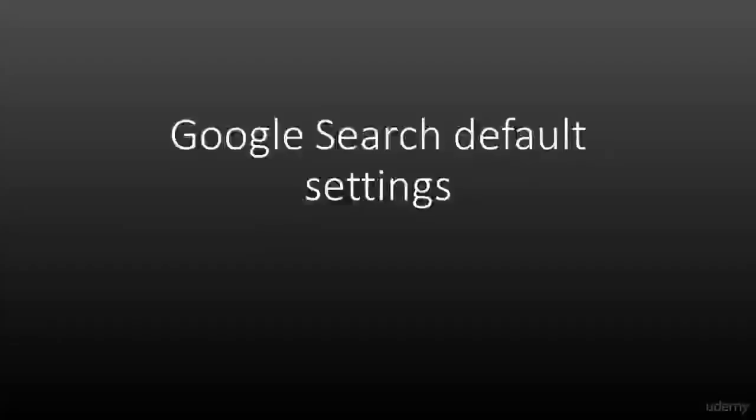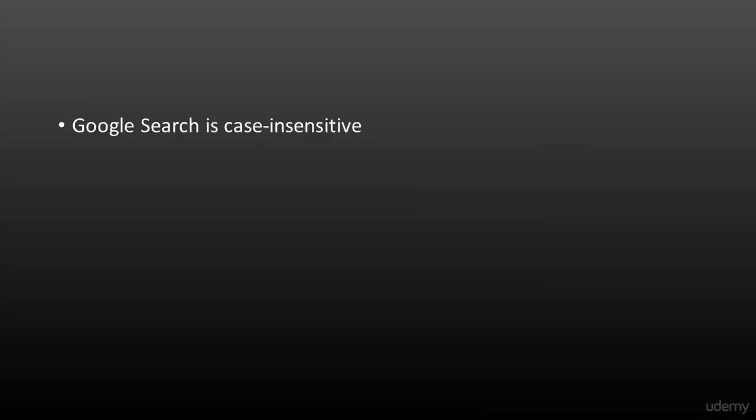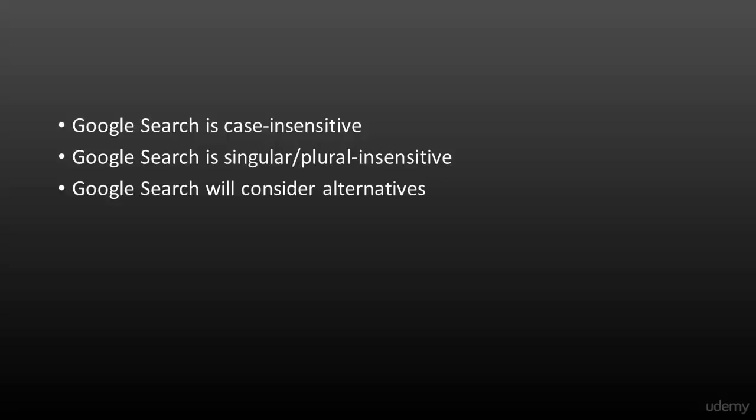Before we get started with all the amazing functionalities and features of Google Search, it's important for you to know six of its most basic default settings. First of all, Google Search is case insensitive. It doesn't matter whether you type in dog in lowercase letters, whether you capitalize the D, or whether you capitalize the whole thing, they'll all be considered the same search term. Number two, Google Search is indifferent to whether a word is plural or not, so dog and dogs will be considered the same keywords. Number three, Google Search will also consider alternatives to your words, so for example, if you type in dog, cat, it will look up pets as well.